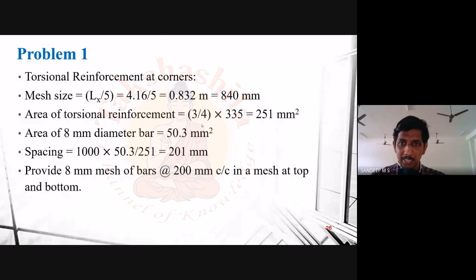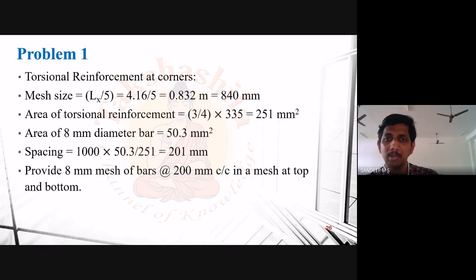So area of torsional reinforcement is equal to 3/4 of the largest of mx or my, and that is coming around 251 millimeter square. Again, we are providing 8 mm diameter bar. So the spacing required is 201 millimeters. So provide 8 mm mesh of bar at 200 millimeter c/c.